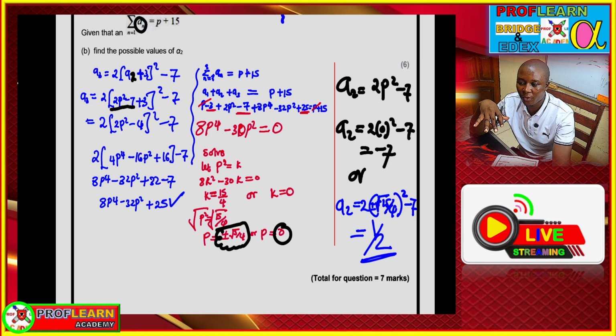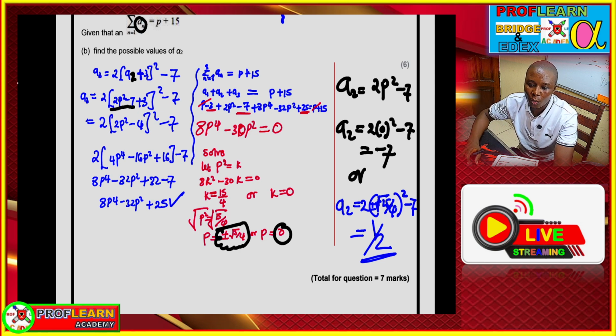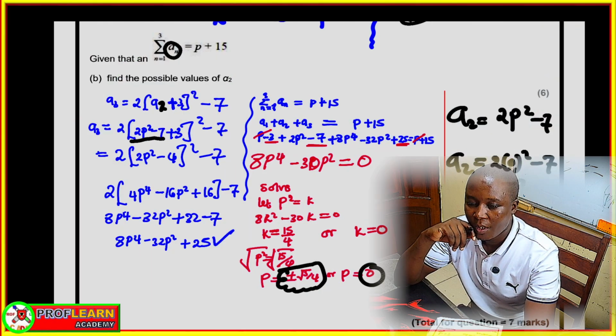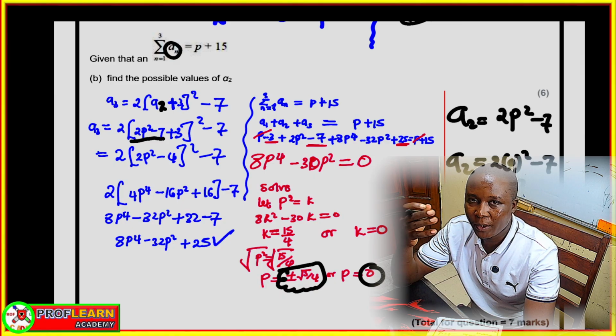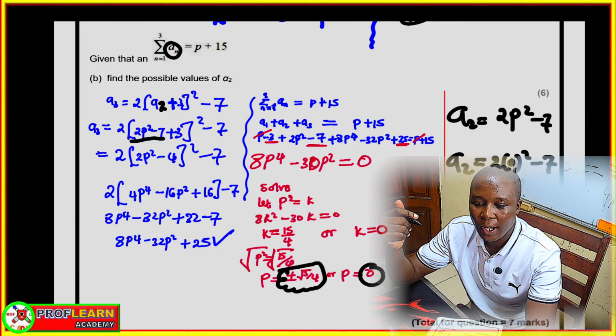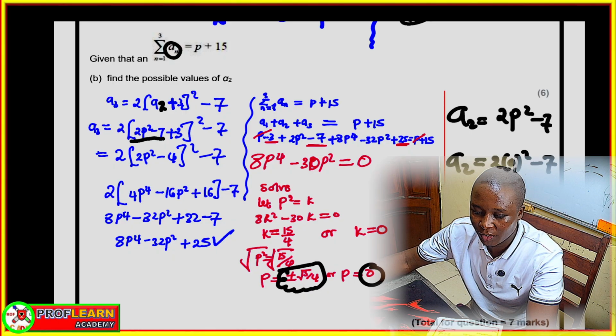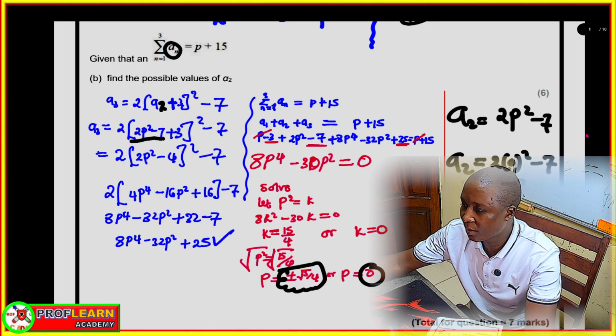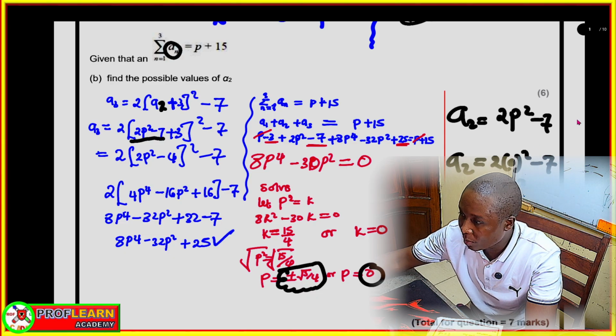Then since we have gotten the values of k, now we can go ahead and try to work out the values of P. Now the values of P will be, because P squared is equal to k, meaning the square root of the value of k that we got is going to give us the value of P. So we shall have P equals 0, and P is root 15 over 4. So I need to write this properly so that you can see it.